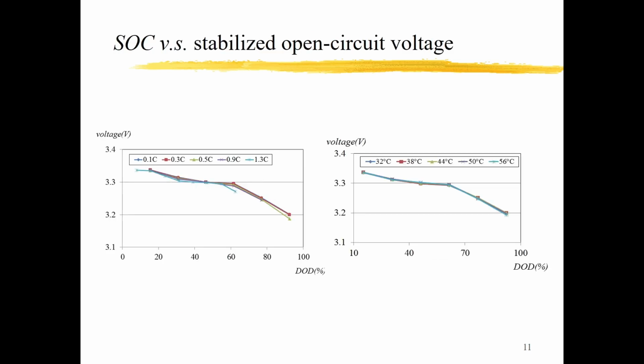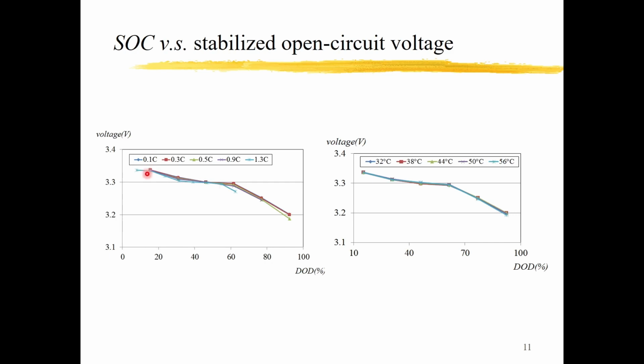And here I just want to say that the SOC and the voltage are closely related. Here, this is a stabilized open circuit voltage. That means there is no current through the cells, no charging, no discharging. And stabilized means the battery is put there for a long time, so the voltage is stabilized. For the stabilized open circuit voltage, this voltage is very closely related to SOC.